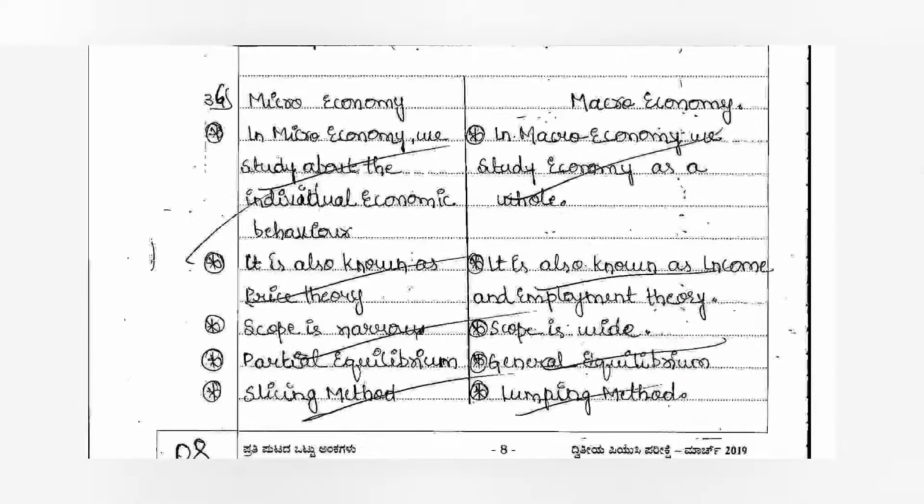After that, 36th question, write down the difference between microeconomy and macroeconomy. In microeconomy, we study about individual factors like consumption, individual production, about a firm, about supply, about demand, about price. In macroeconomy, we study about the economy as a whole. We study about aggregate employment, aggregate income.